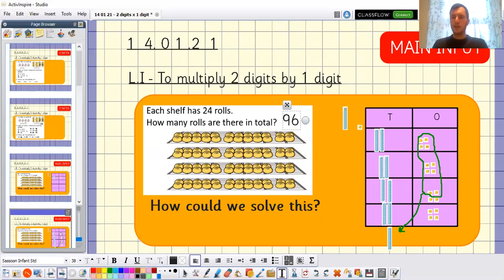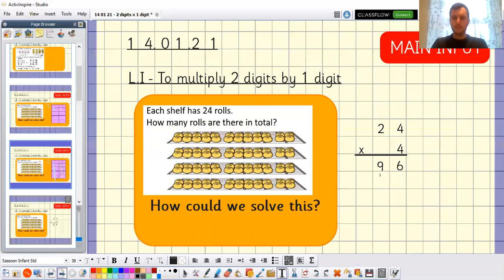Now, I said today we're going to look at a slightly different way as well. And we're going to look at using a column method, a bit like we've done before. Now, I've done this one for you. I've shown you the answer is 96. I'm going to backtrack slightly. I'm going to delete these so we can work through it together.